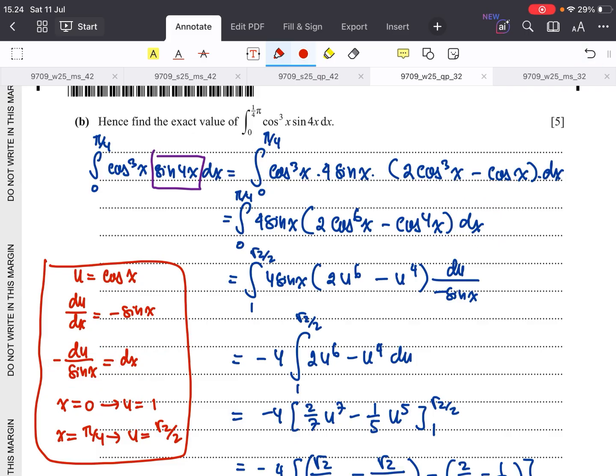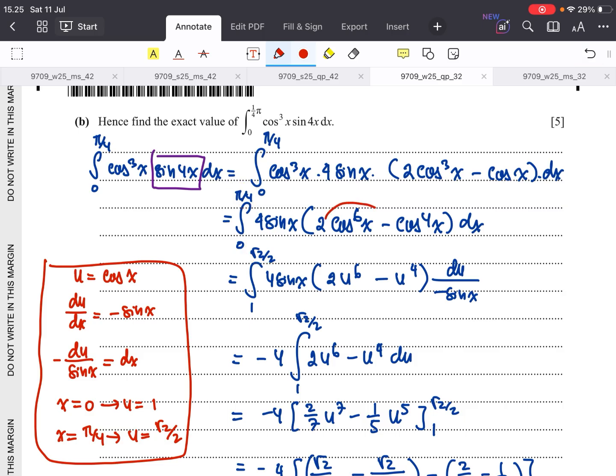And then now the boundary. We have to change the boundary also. When x equals 0, u equals cos 0, which is 1. So when x equals 0, u is 1. When x equals pi over 4, cos pi over 4 is square root of 2 over 2. So we change the boundary here in terms of u. So 0 becomes 1, and then pi over 4 becomes square root of 2 over 2.